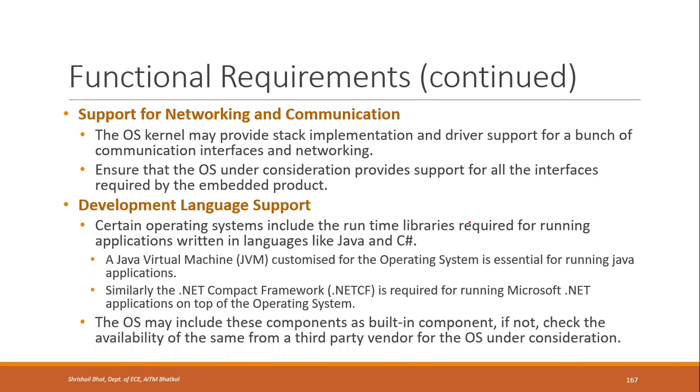Then last one is the development language support. Certain operating systems include the runtime libraries required for running applications which are written in languages like Java or C Sharp. If you are running a Java application, a Java virtual machine customized for the operating system is essential. Similarly, .NET Compact Framework, .NET CF, is required for running Microsoft .NET applications on top of operating systems. So you need to see whether your operating system supports all these things if you want to run certain applications. The OS may include these components as built-in components. If not, you check the availability of the same from a third-party vendor. If they are available, then you can move forward with that particular operating system.